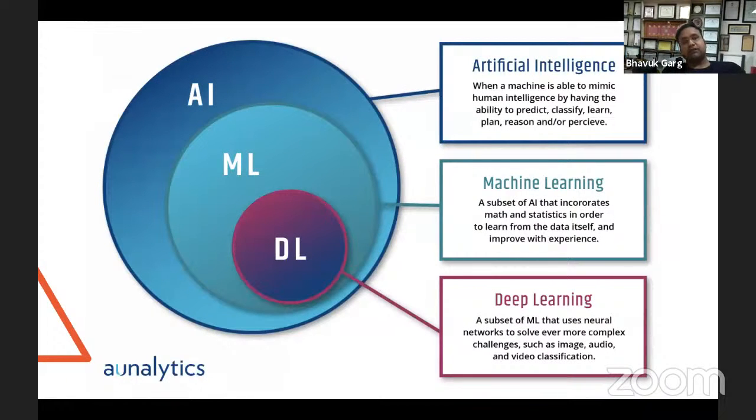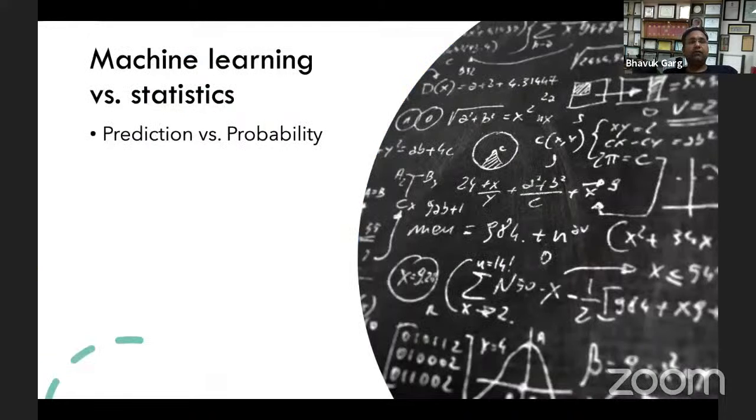Coming to the other aspects of artificial intelligence, this is machine learning and deep learning. Machine learning is when you use some maths and statistics along with some algorithms in artificial intelligence, and deep learning is when you use neural networks. I will be dealing with neural networks right now. A very common question asked is, what is the difference between machine learning and statistics? It is about the difference between prediction versus probability.